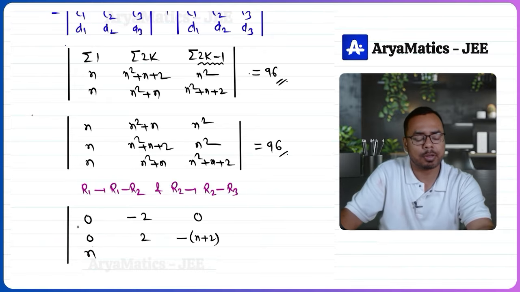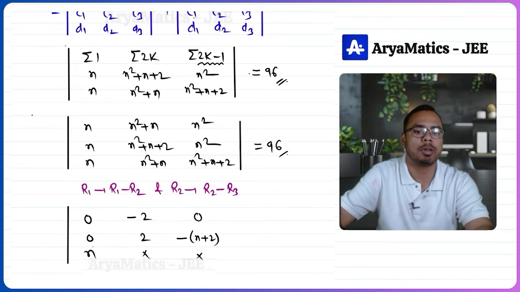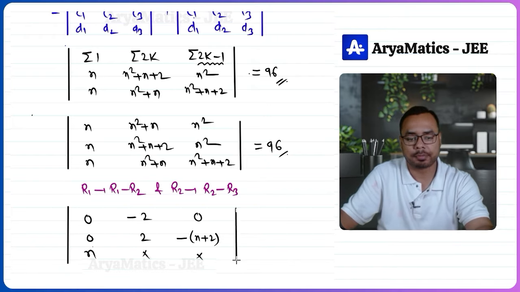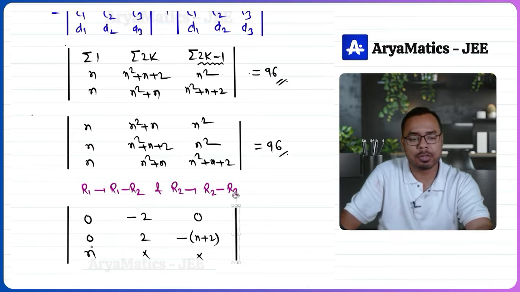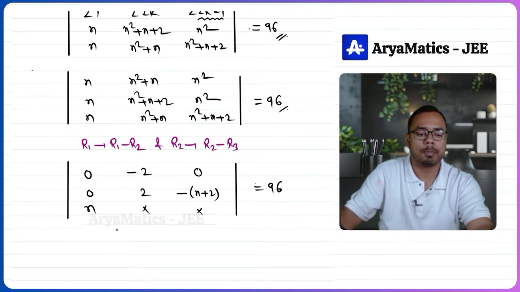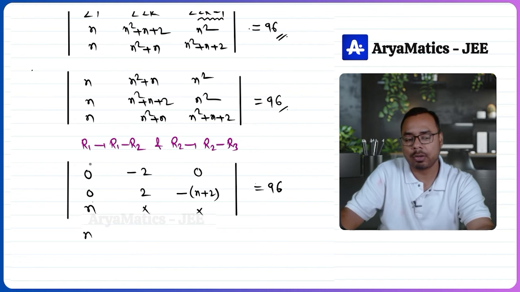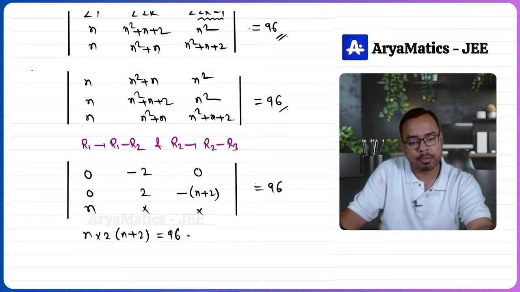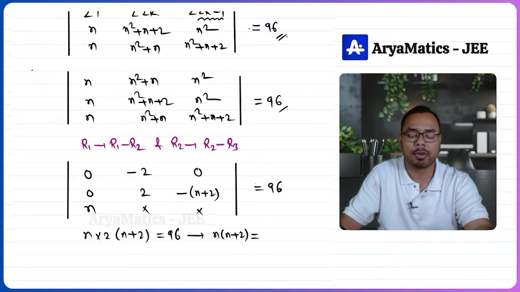Here we'll get n. And because we have two zeros here, these two elements will not contribute to the determinant. Right? If these two numbers are 0, then these two elements are not going to contribute to the determinant. So now this will be n. I'm expanding along the first column. So n into these two minus the other two elements. So 2 into n plus 2. This is 96. From here you can see that n into n plus 2 is 96, and 96 by 2 is 48.